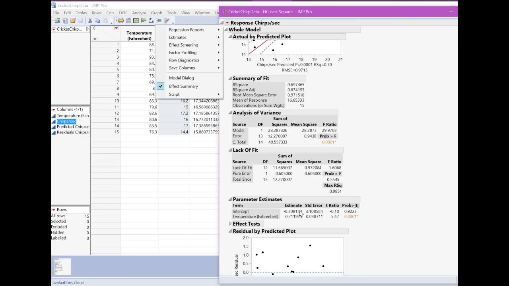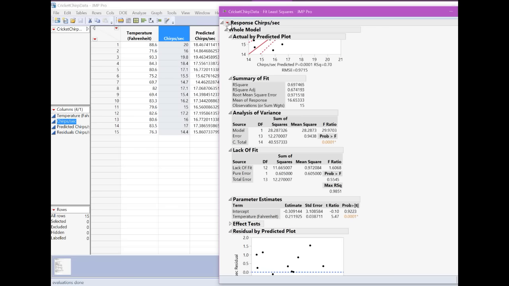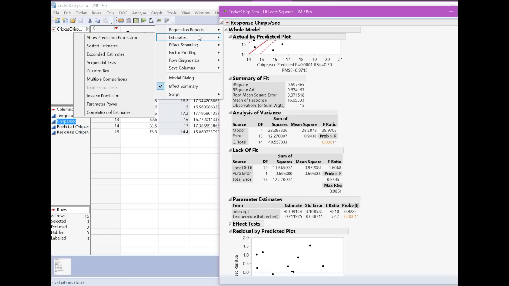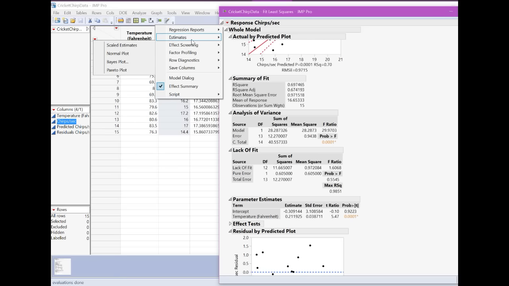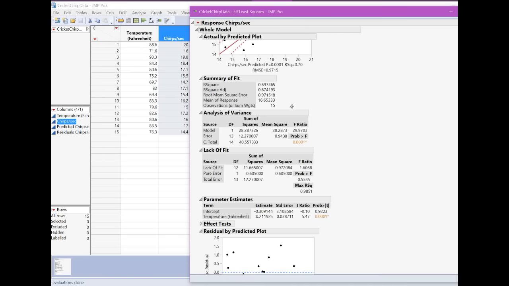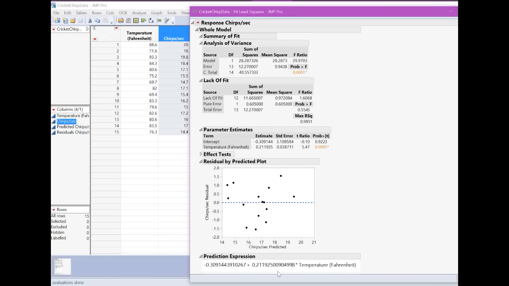In JMP, rather than pull out the parameter estimates and say, okay, well, my equation is y hat equals negative 0.3 plus 0.2119 times x, you could go up here to the red arrow menu for the response, go to estimates, and say show prediction expression. And the very last thing that comes out is the expression. So you'd have y hat equals negative 0.3 plus 0.2119 times temperature. So you have your y hat equals negative 0.3, which is A, plus 0.2119, which is B, times your x.